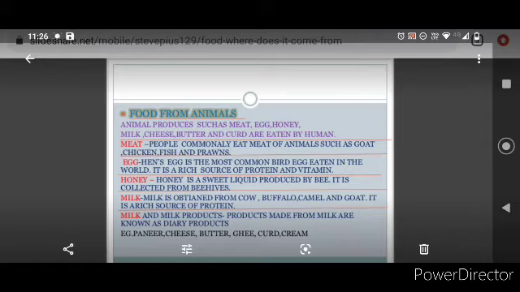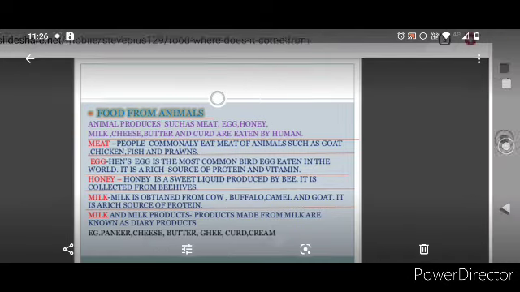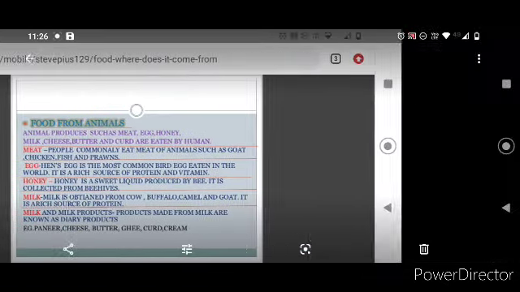Milk and products made from milk are known as dairy products. You all know that paneer, cheese, butter, ghee, curd, and cream we get from animals. Animals give us all these. What do these animals eat? That is going to be our next topic.